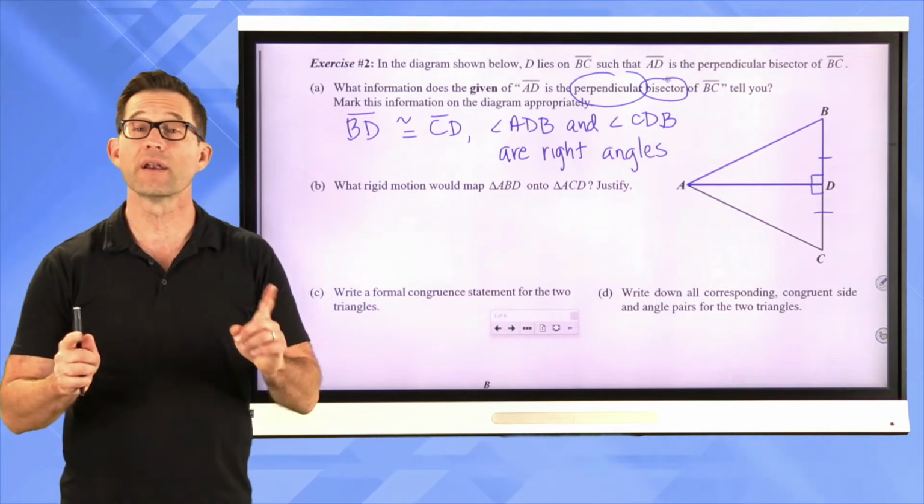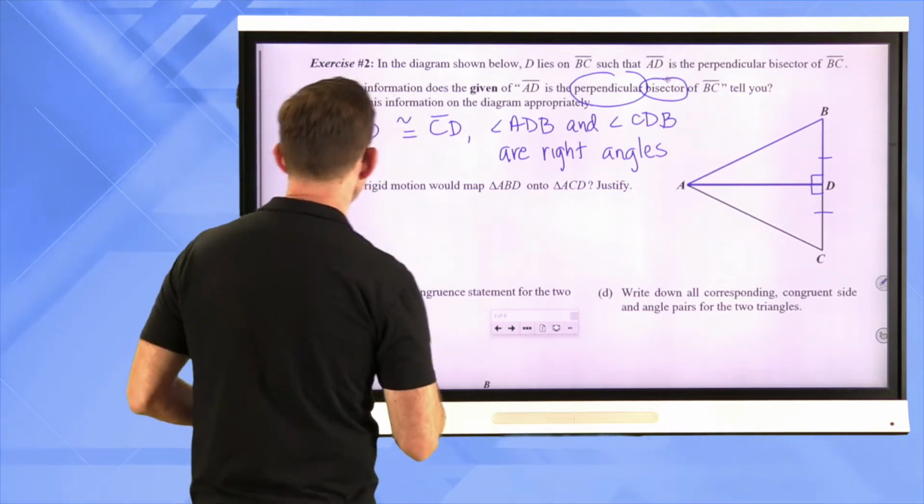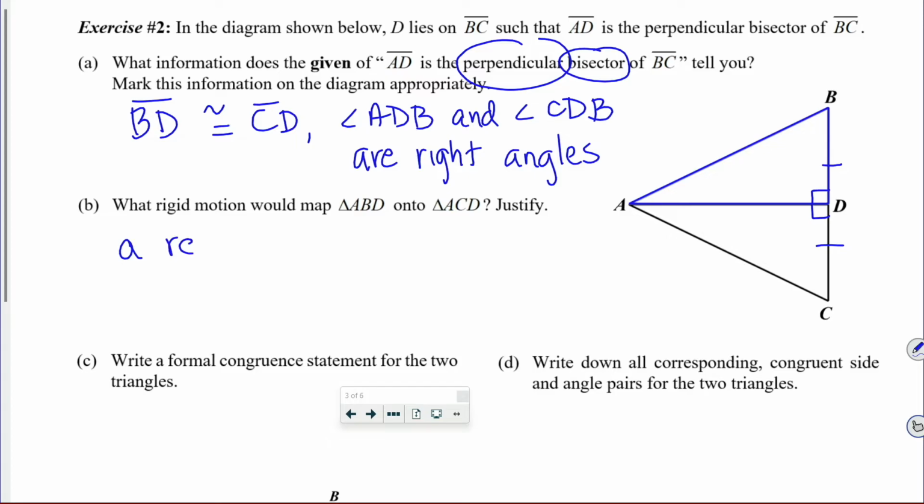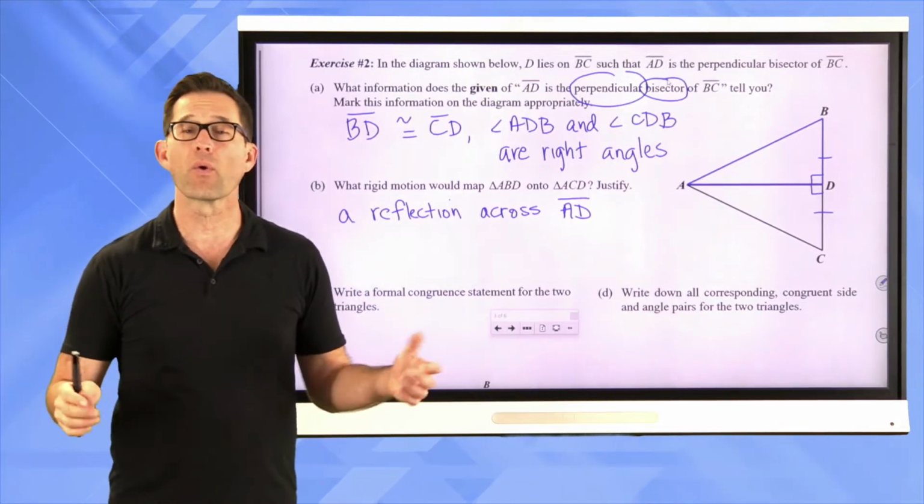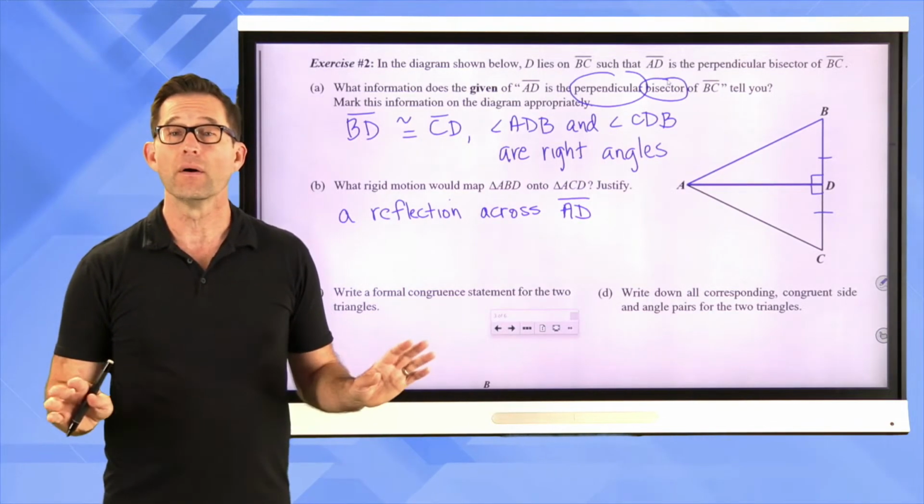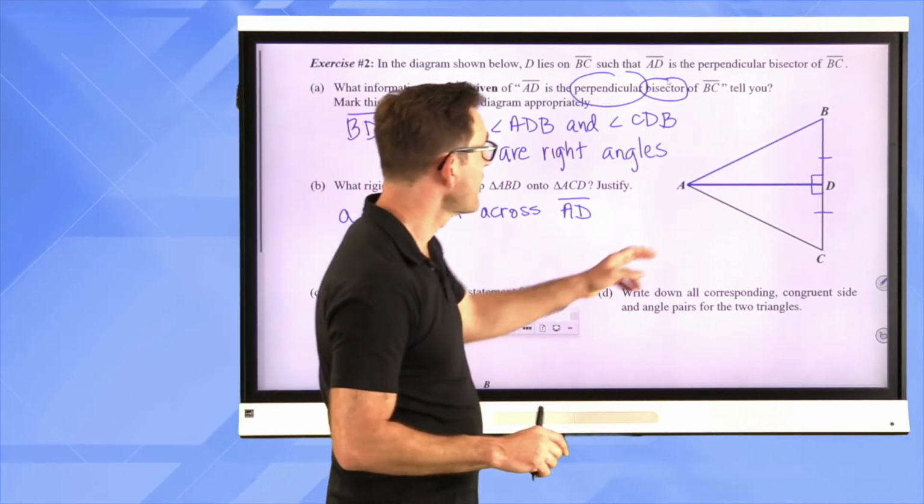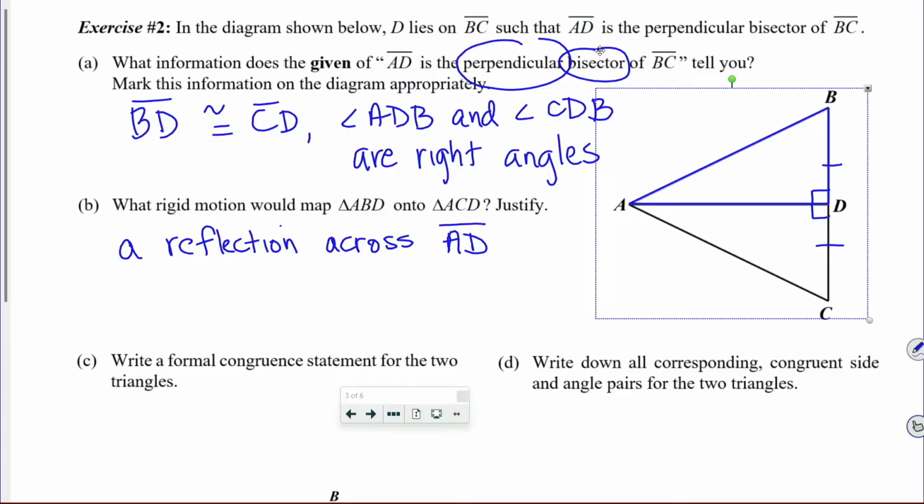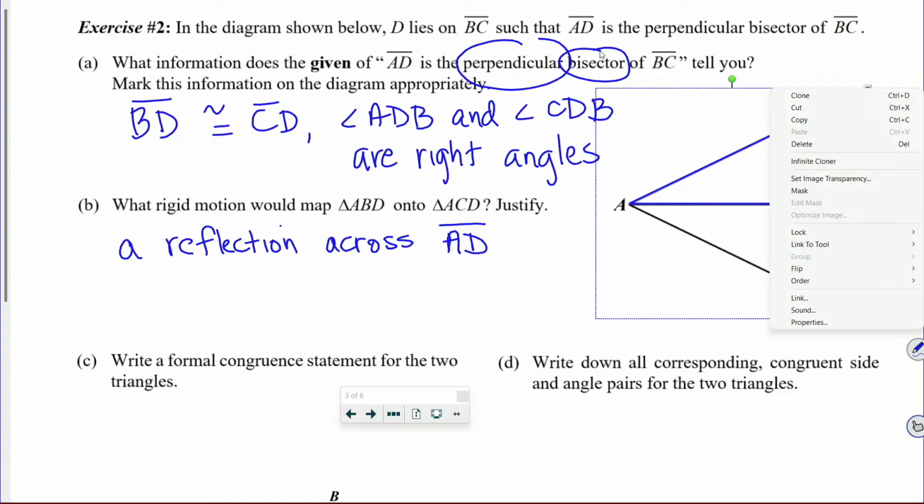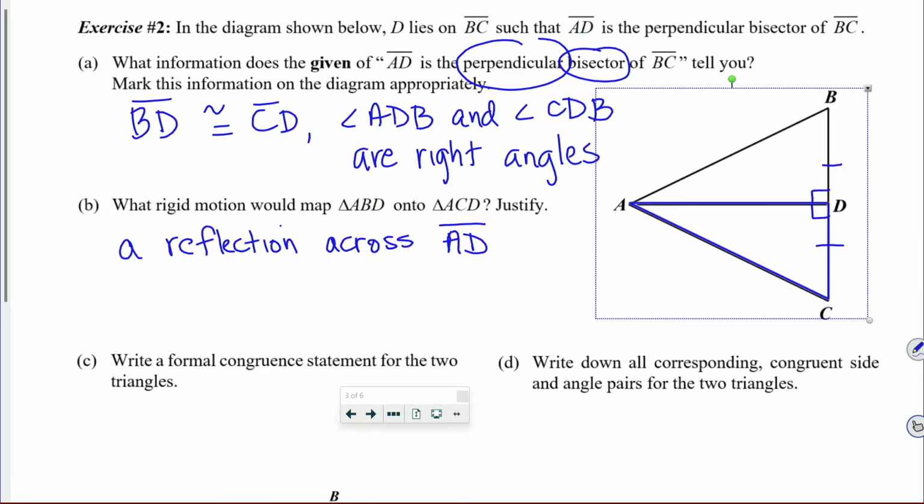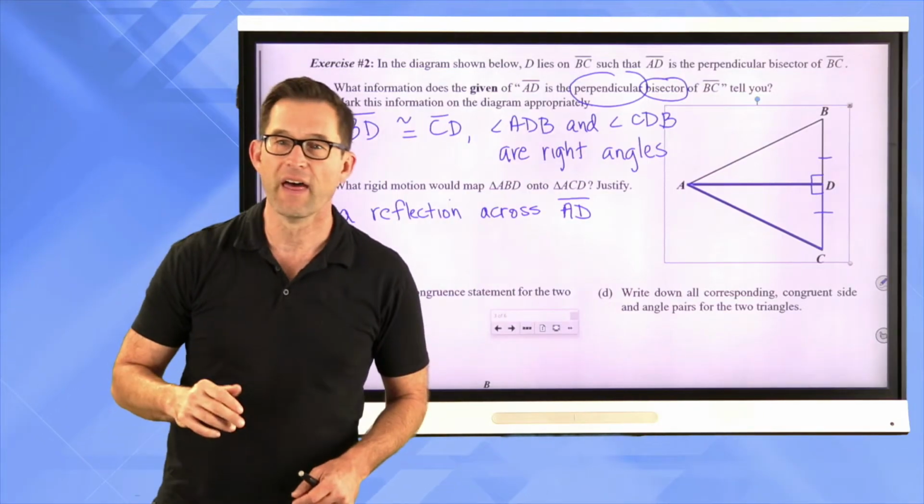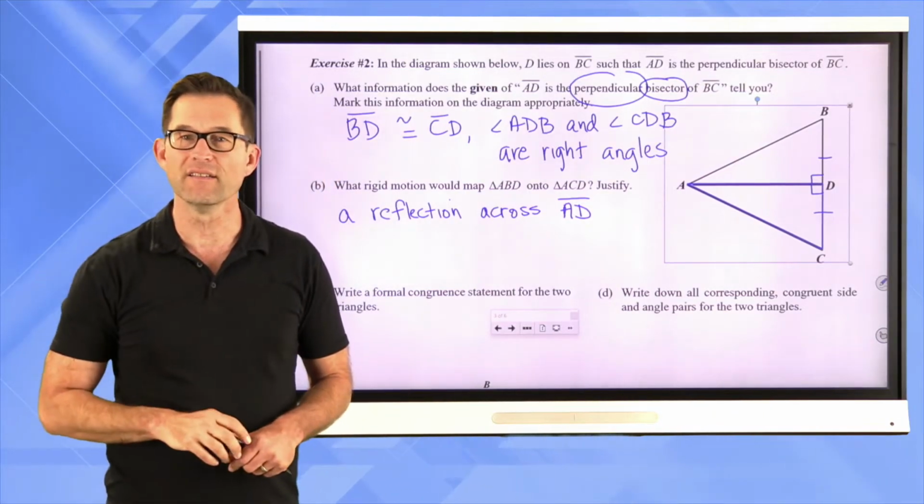All right, well, hopefully you said a reflection across segment AD. And you could also say line AD, that would be fine, it doesn't really matter. A reflection across either segment or line AD. Now, by the way, let's take a look at that, right? If I click on that triangle and I do a flip up, down, then it maps it directly onto ADC.